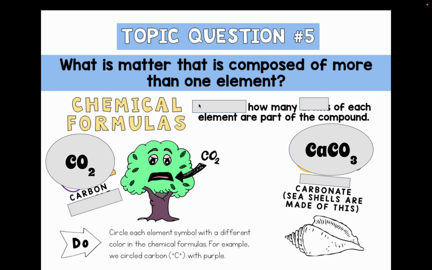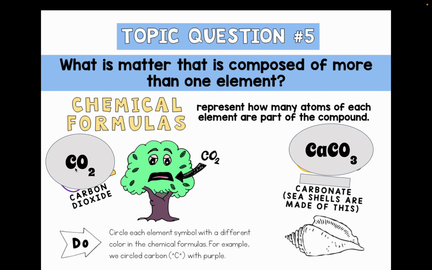The way that we show compounds is we use chemical symbols, but because there's more than one element, we combine them into something called chemical formulas. Chemical formulas represent how many atoms of each element are part of the compound. So for example, if we look over here at CO2, CO2 is representing carbon dioxide. We can see that there's one carbon atom, and this subscript 2 tells us there's 2 oxygen atoms for every molecule in our compound here, in carbon dioxide.